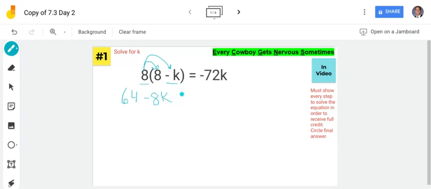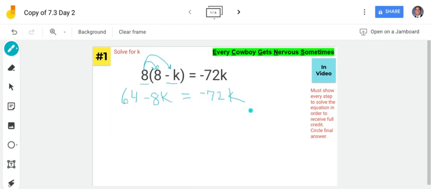I bring my equal sign straight down. On the right side, I bring that term down as well, negative 72k. So I did step 1, I eliminated the parentheses. Step 2, the C on cowboy reminds me to combine like terms. I look left, I have a 64 and a negative 8k. I know those are not like terms.